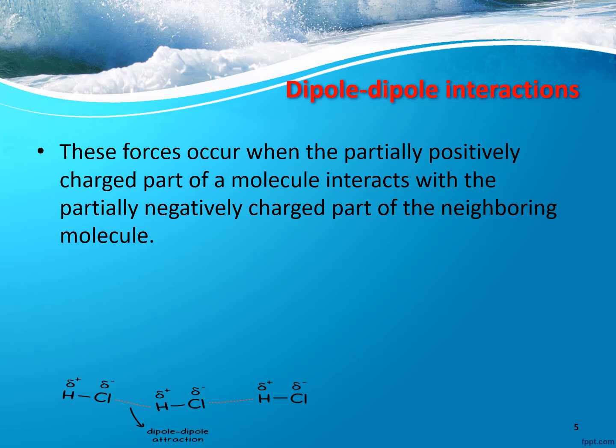Here we have a negative pole, that is the chlorine atom with a partial negative charge, and hydrogen with a partial positive charge. Because of being partially negatively charged and partially positively charged, there is some attraction between the two poles. Here we have a negative pole and a positive pole.